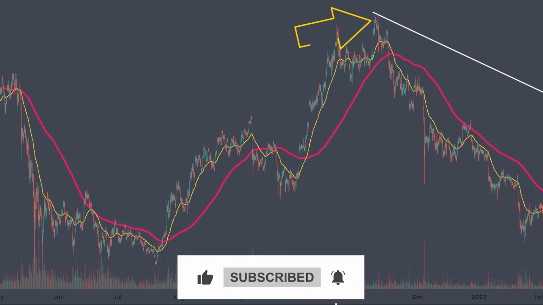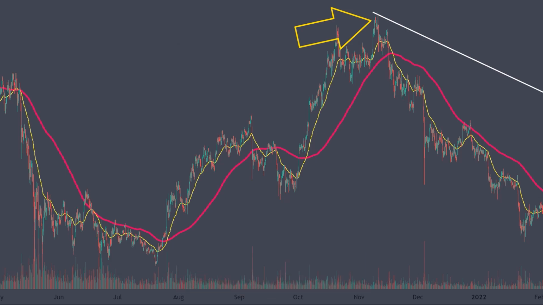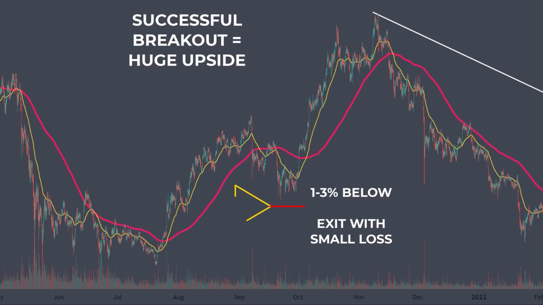trend is likely heading. As we went over in a previous lesson, we place our stop loss 1 to 3% outside the range of the pattern to exit our trade if the price heads in the wrong way so that we can secure our capital.